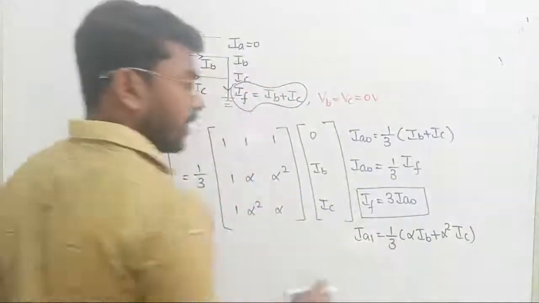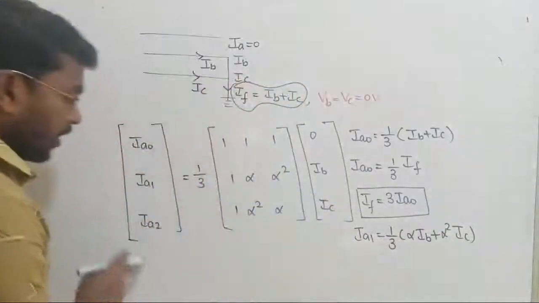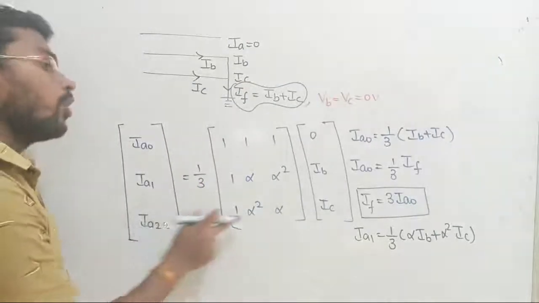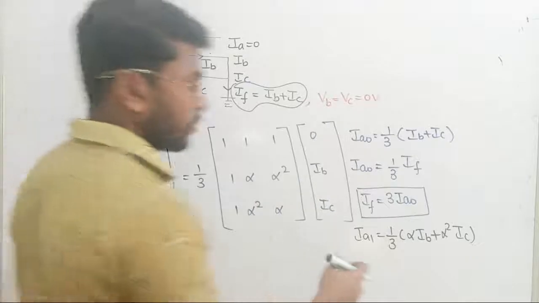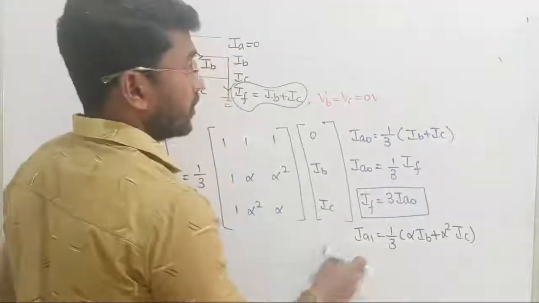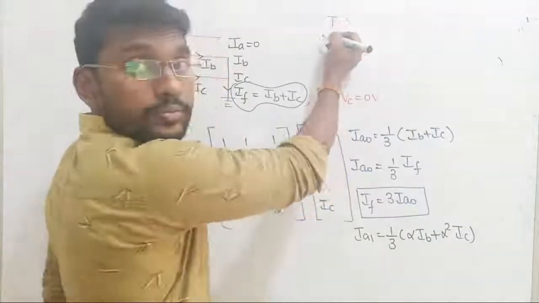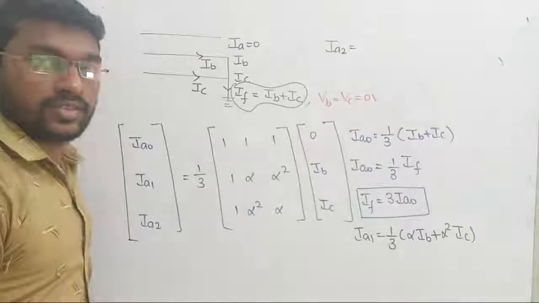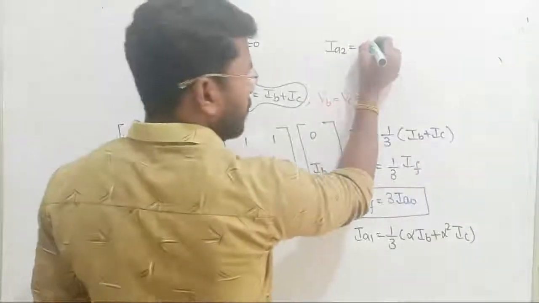What shall we do next? Similarly, we can also write the expression for IA2. What will be the expression for IA2? 1/3, okay. 1 into 0, 0. Let us proceed further. What shall I do? Shall I write here? Is it visible? Yes, no. Let me write. This is IA2. Tell me 1/3. Do it by yourself.